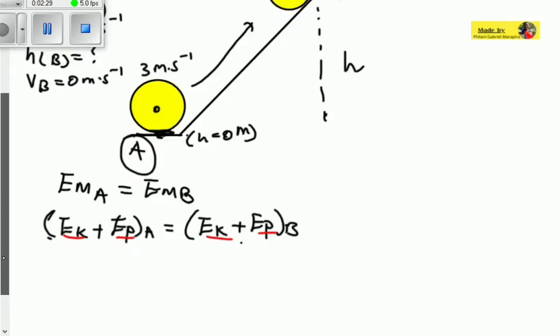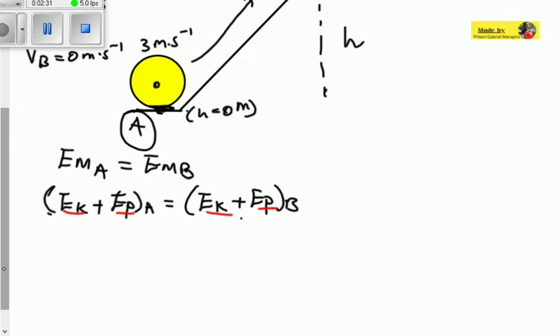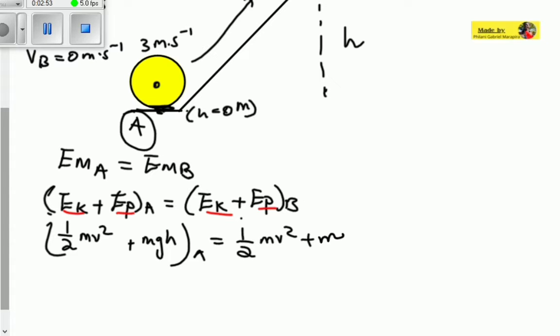Here we are given EK. EK is the kinetic energy, and its formula is half mv squared. Therefore, we can represent EK with half mv squared, plus the potential energy, which is given by mgh. mgh has mass, gravitational acceleration, and height. This is all at point A, is equal to half mv squared as well, plus mgh at point B.